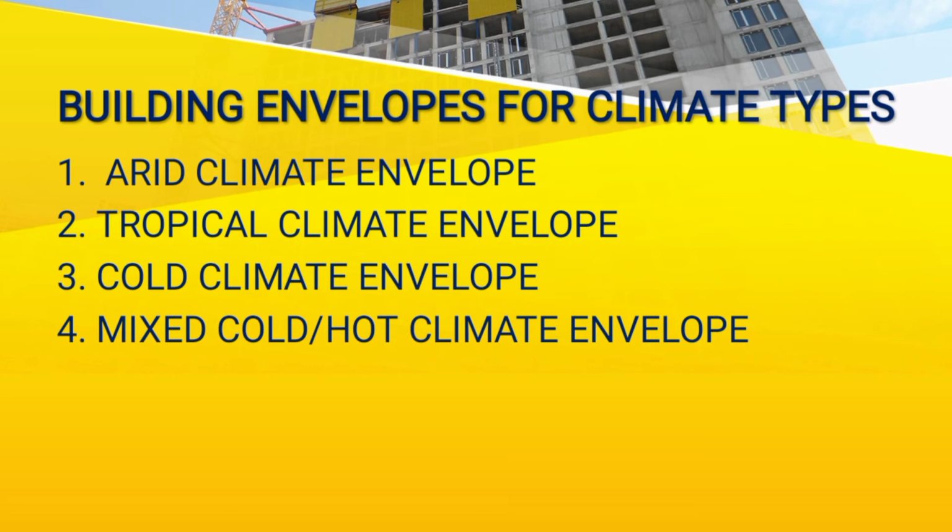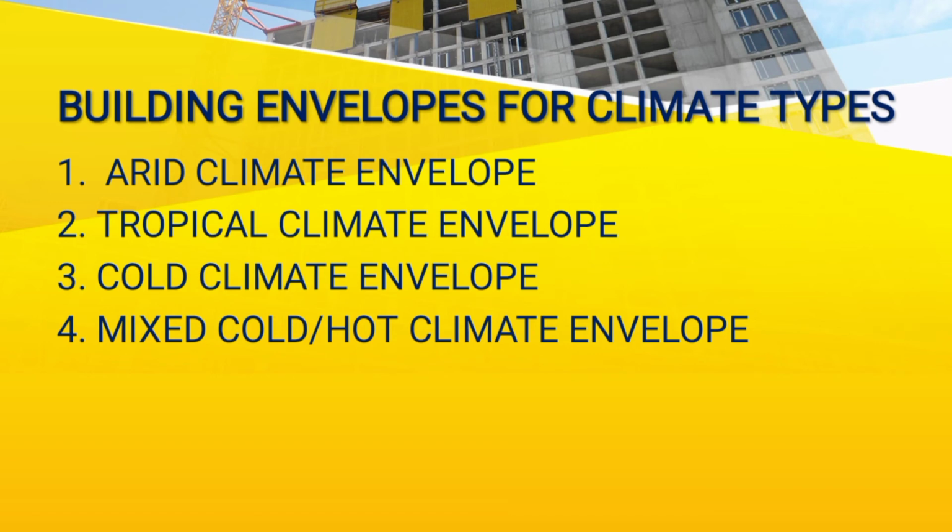Next, we have the mixed cold or hot climate envelope. So this is the last of the building envelopes for climate types. Many temperate inland climates actually have two extremes, such as cold in winter, hot and humid in summer. Flexibility is the key to design for these climates.